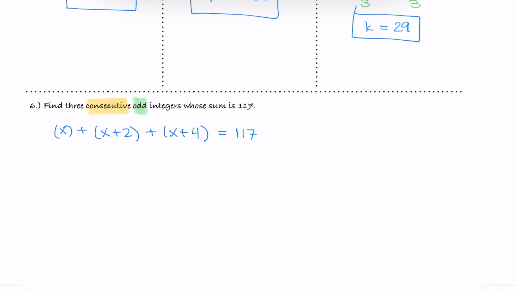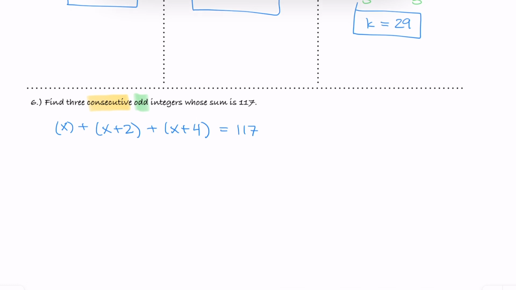So 1 is an odd integer, and the next odd integer is 3. The next odd integer is 5. Both of those are plus 2 away from the previous one. 1 plus 2 is 3. 3 plus 2 is 5. 5 plus 2 is 7. And all of those are odd integers.